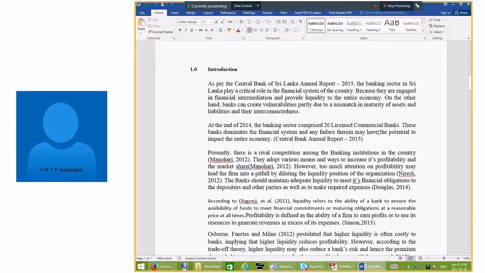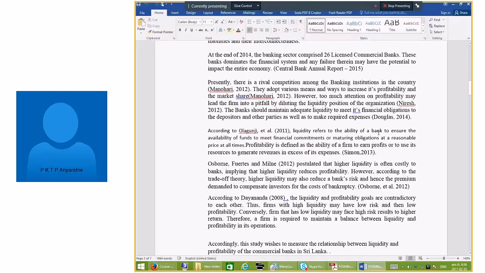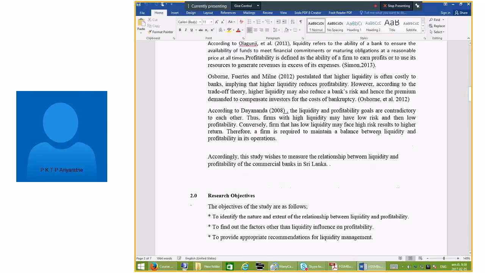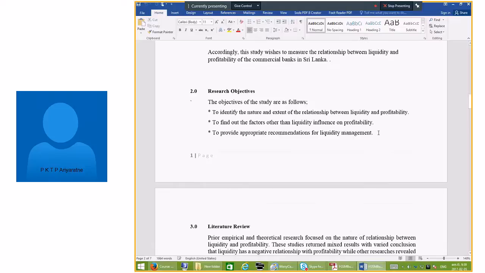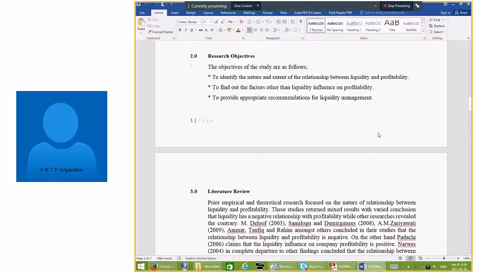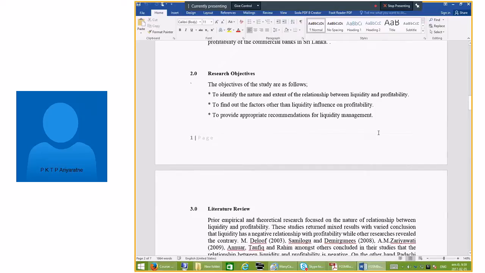Presently, there is rival competition among banking institutions in the country. They adopt various means and ways to increase their profitability. However, too much attention on profitability may lead a firm into a pitfall by diluting the liquidity portion of the organization. The research objectives are to identify the nature and extent of the relationship between liquidity and profitability, to find out the factors other than liquidity influencing profitability, and to provide appropriate recommendations for liquidity management.